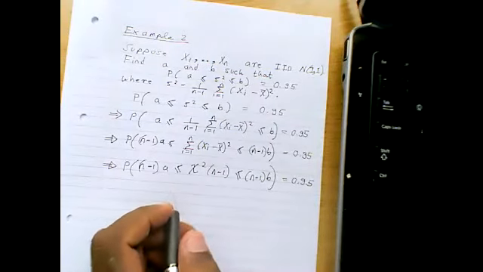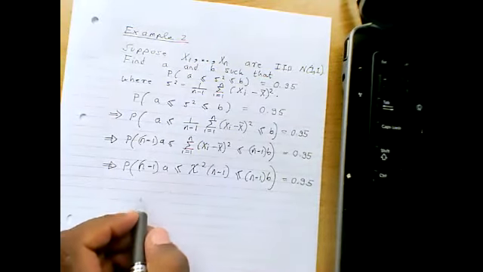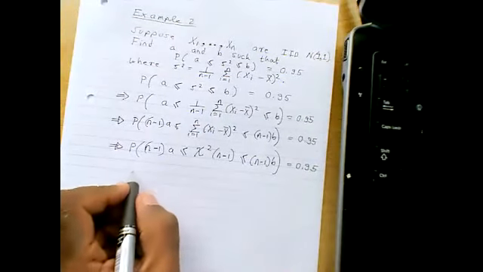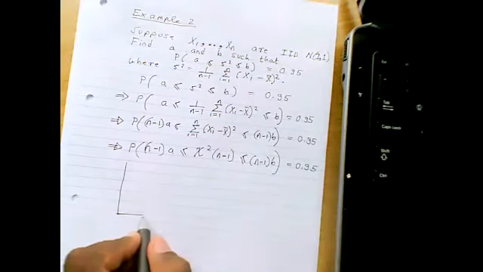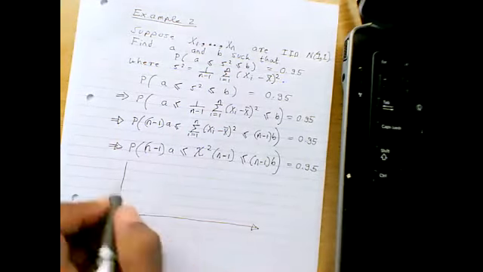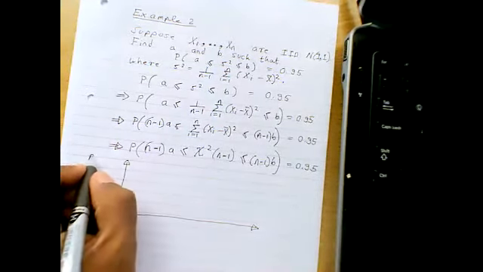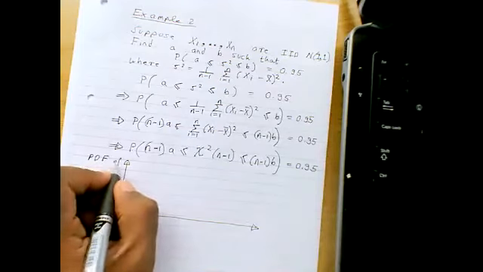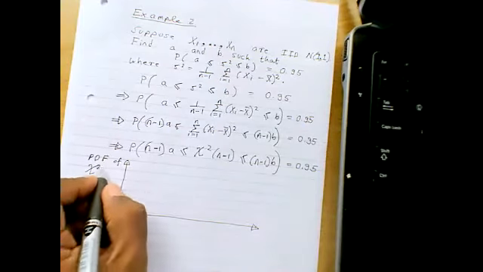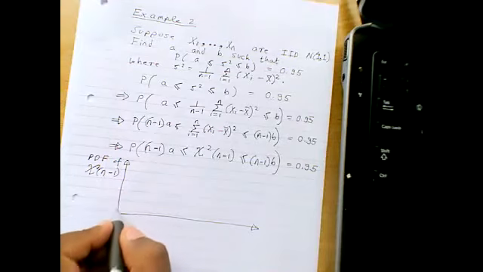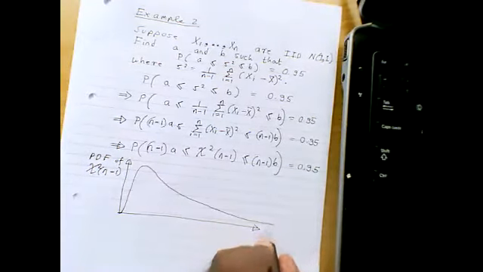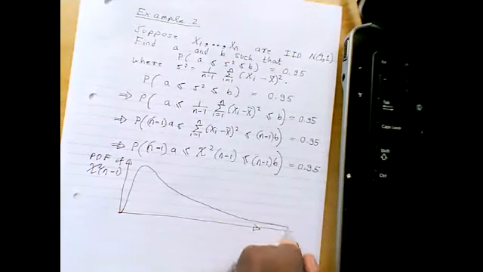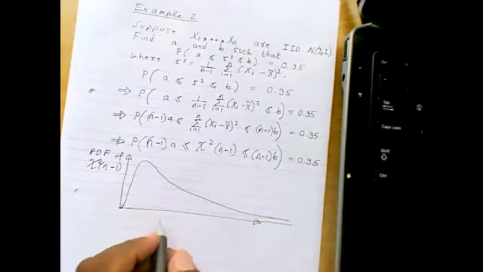Now, at this stage it's really helpful to actually draw a picture. Let me draw a picture of the PDF of chi-squared with n minus 1 degrees of freedom. Typically, it looks something like this. This is a typical shape, right?